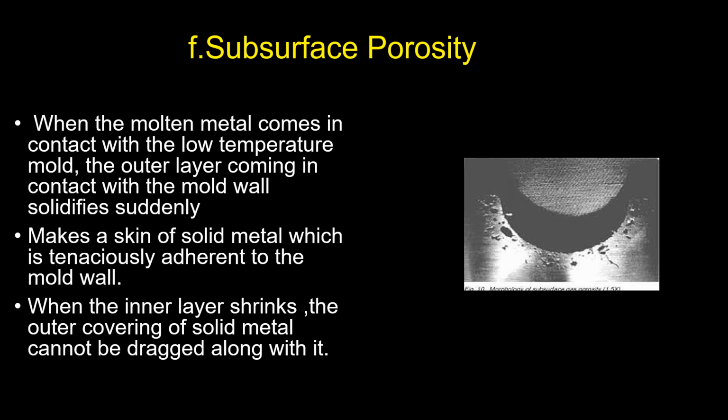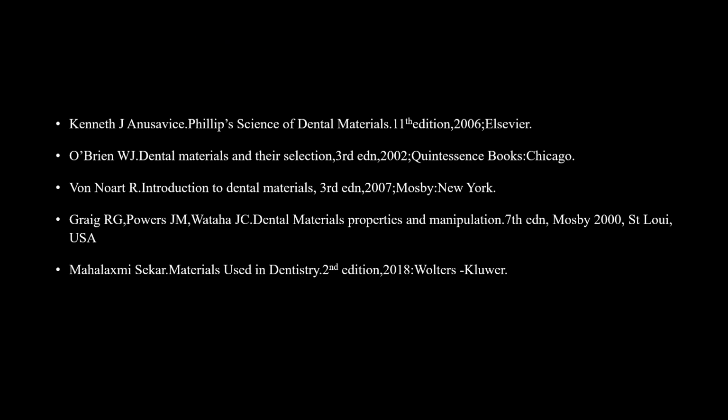Next one is subsurface porosity. These porosities will be seen below the surface of the casting. This is due to molten metal coming in contact with a low temperature in the mold, which will form a layer of porosity with the mold wall, which solidifies suddenly. When the inner layer shrinks, the outer covering of solid metal cannot be dragged along with it.